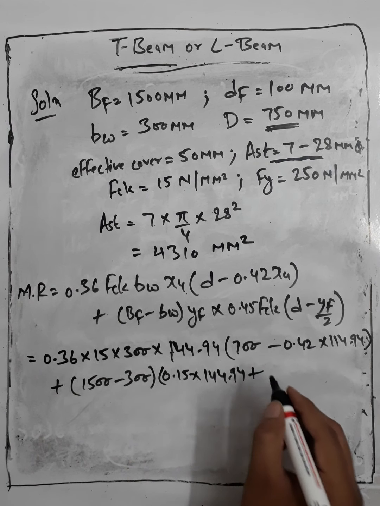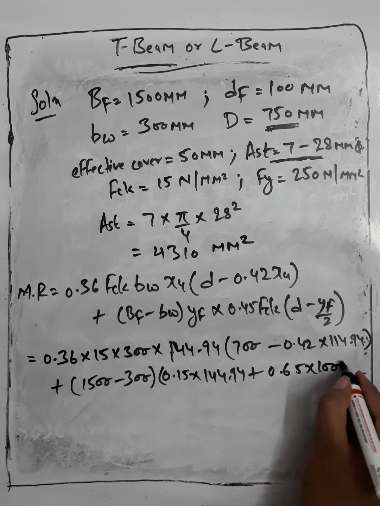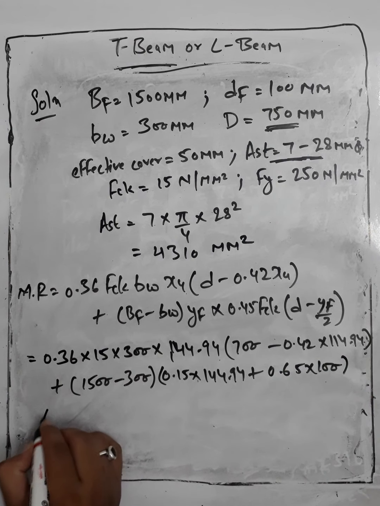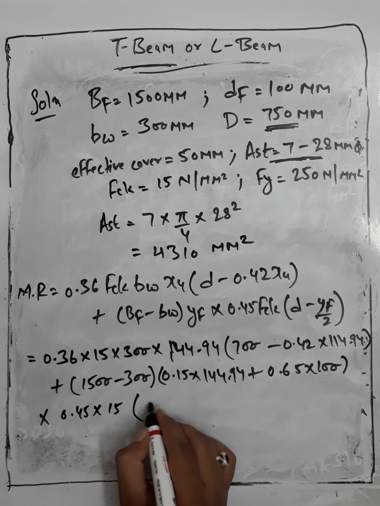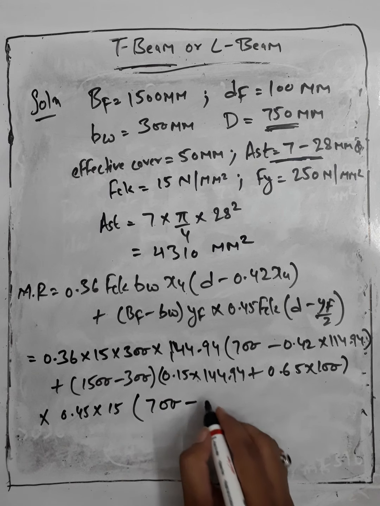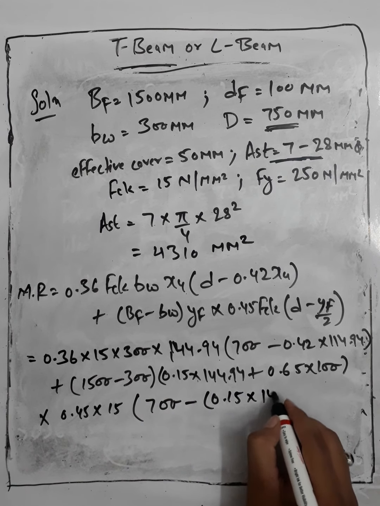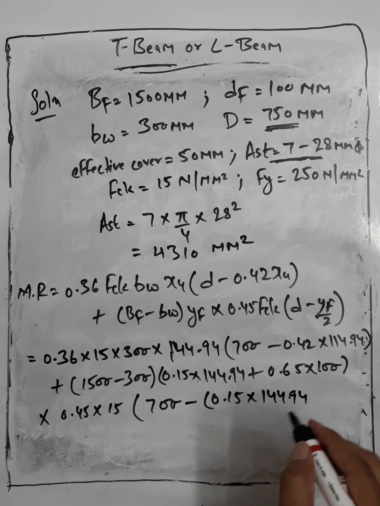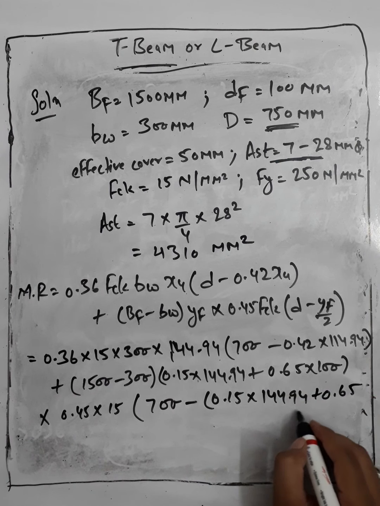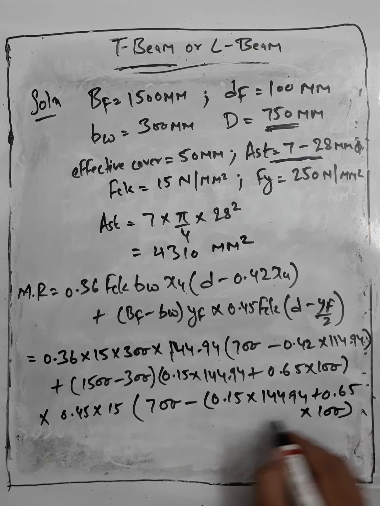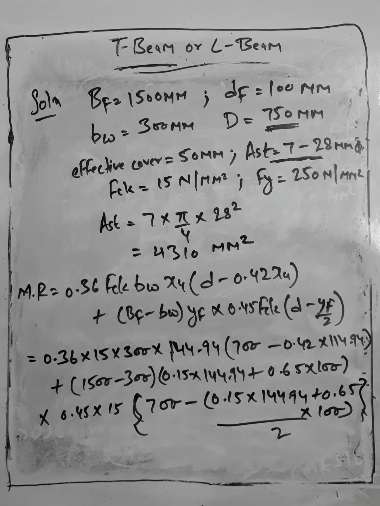144.94 plus 0.65 into 100 into 0.45 into 15, 700 minus 0.15 into 144.94 plus 0.65 into 100 divided by 2. Put this in curly bracket.